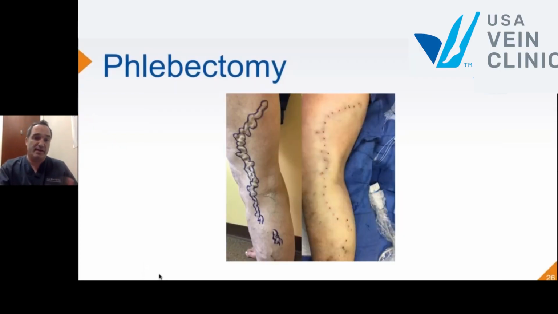Phlebectomy is a technique I don't use as much anymore because of the other techniques, like endovenous ablation and foam sclerotherapy. But when necessary, we can map out the superficial veins like this, and using special hooks, pull them out. But again, using the techniques we've used previously, this is becoming less and less, and we're using the minimally invasive therapies more and more.